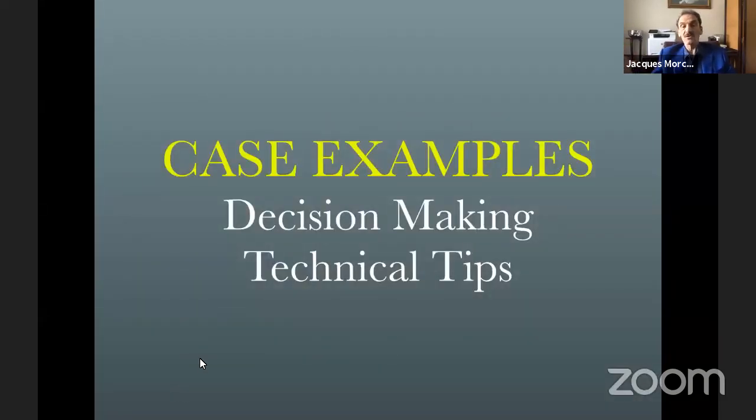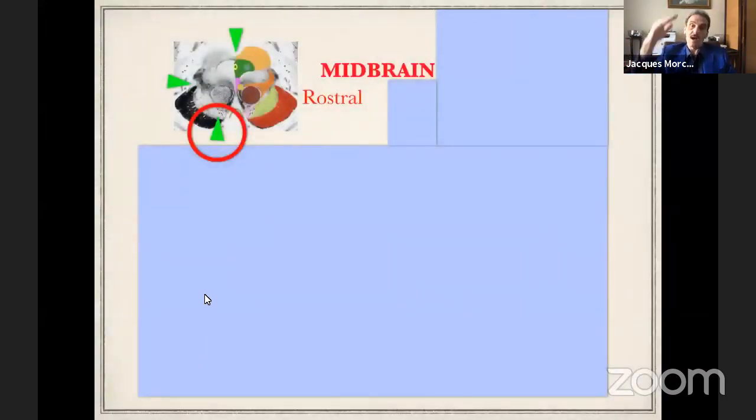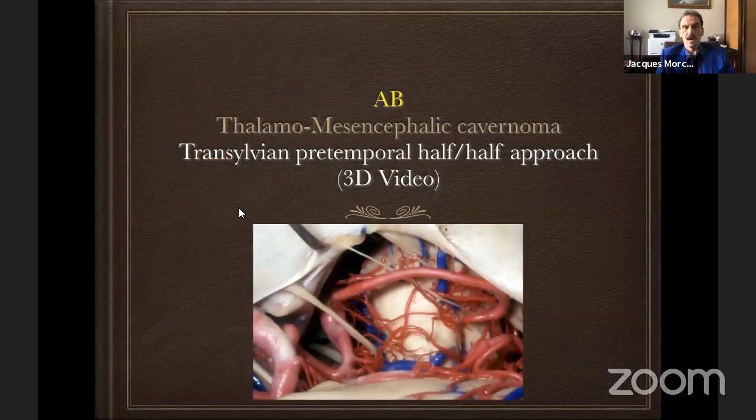So the rest of the talk is case examples and decision-making and technical tips. I'm going to take it section by section from top down, and I'm keeping my eye on the time. So if I notice I'm running late, I will skip a few videos. So, midbrain rostral position. I'll show you an example of a transsylvian pretemporal half and half approach.